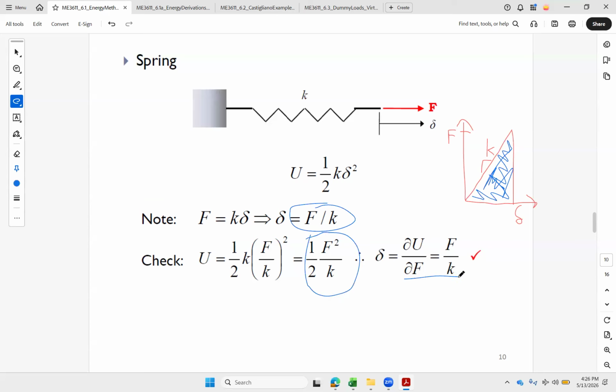I take the derivative with F, the squared goes off and cancels the half, and we're left with F over K. All right, so everybody comfortable with the Castigliano? We've seen it in the absolute simplest case right here. Any questions on that?